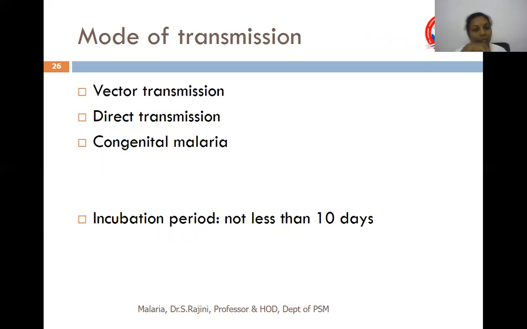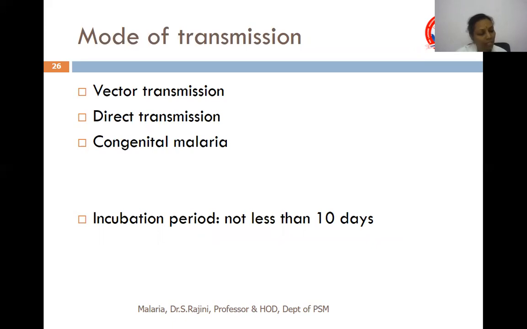So next one will be mode of transmission. So how it is transmitted. So vector transmission, direct transmission, congenital malaria. So we have vector transmission. Malaria is transmitted by a bite of a certain species of infected female, which is an anopheline mosquito, and a single infected vector during her lifetime can infect several persons. So until the sporozoites are present in the salivary glands, the infected mosquito can transmit the infection.